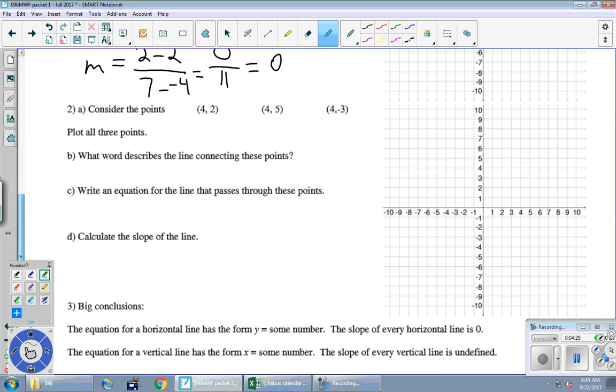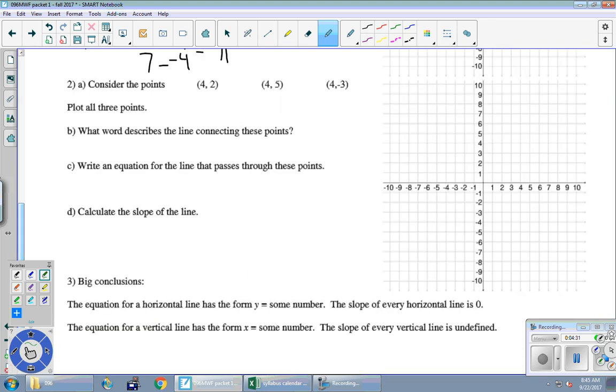Okay, let's take a look at the other case. Let's go ahead and plot these points on the graph, 4, 2, 4, 5, and 4, negative 3. Part B, what word describes the line connecting these points? That is vertical. Some folks miss the last two letters. They misspell the last two letters of vertical. It is A-L, not L-E.